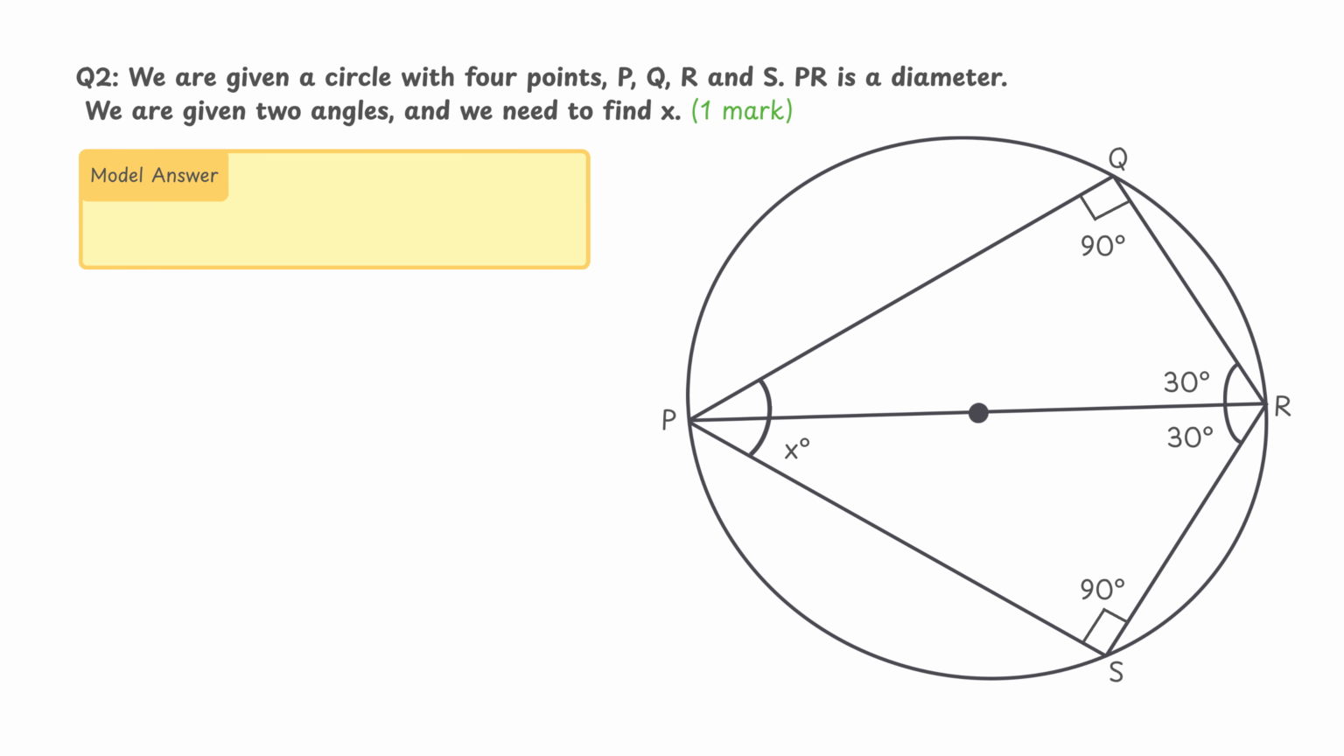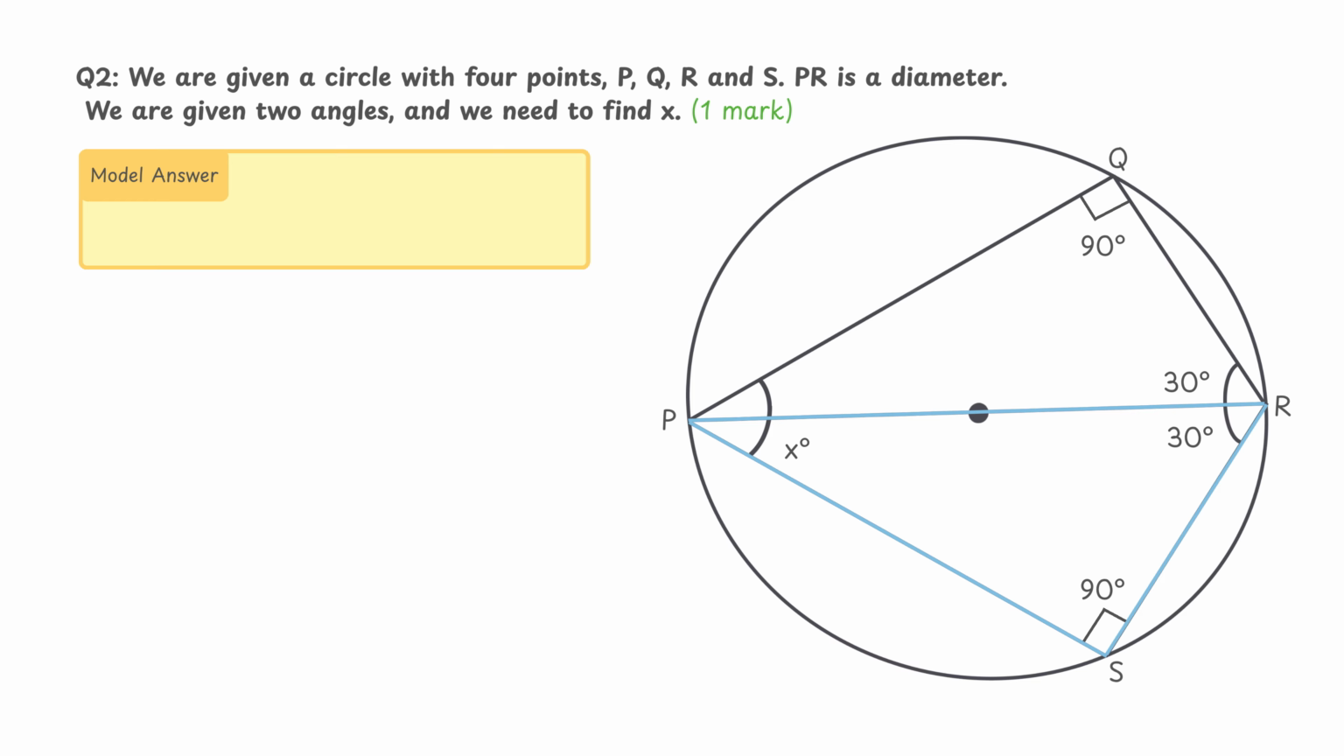First, always look for the key feature. We are told that PR is a diameter. That should immediately trigger a theorem in your mind. The angle in a semicircle is 90 degrees. Now look at triangle PQR. The angle at Q lies opposite the diameter PR. So we can say that angle PQR is 90 degrees.